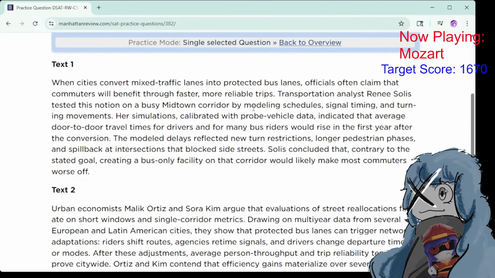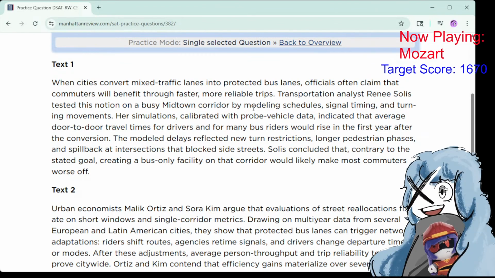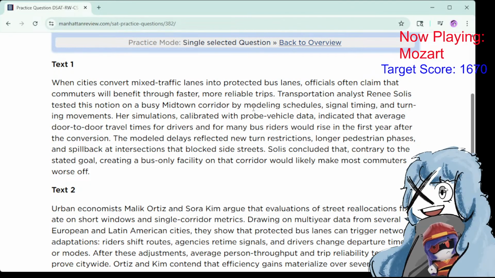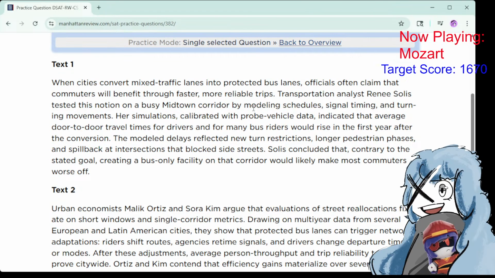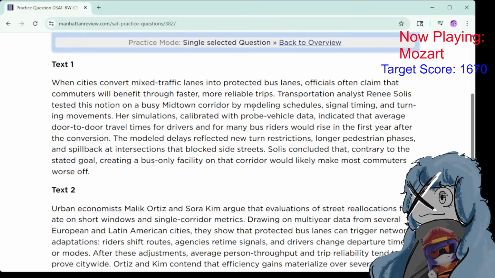Transportation did this notion. They modeled a schedule of signal timing and turning events. It's just a simulation though. Calibrated with probe vehicle data, average door-to-door travel times will rise in the first year. Model delays reflected new turn restrictions, longer pedestrian phases, and spillback at intersections. I mean, it will make most commuters worse off.